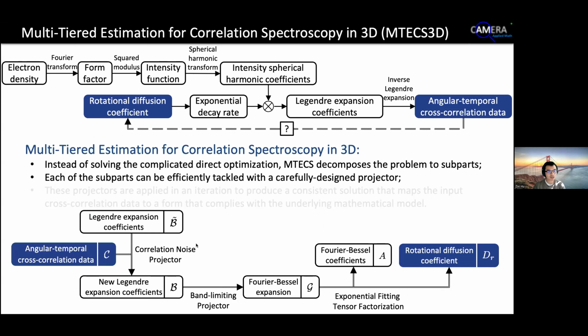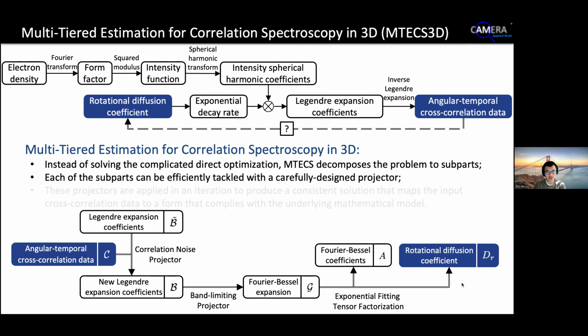By applying the correlation noise projector, we can update our guess of the Lagrange expansion coefficients, and then by applying the band limiting projector, we can get a Fourier Bessel expansion from the Lagrange expansion coefficients. I will explain this later. And then by performing the exponential fitting tensor factorization, we can separate the Fourier Bessel coefficients A from the decay rates, from which we will estimate the rotation diffusion coefficient.